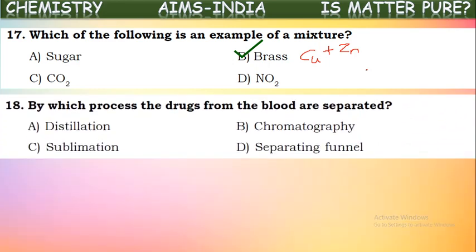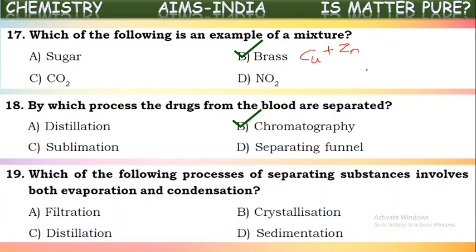Next, by which process are drugs separated from the blood? Generally, the drugs present in the blood can be separated by using techniques like chromatography. In chromatography, even the small particles present in the mixture can be separated. So chromatography is used for separation of drugs from blood samples.